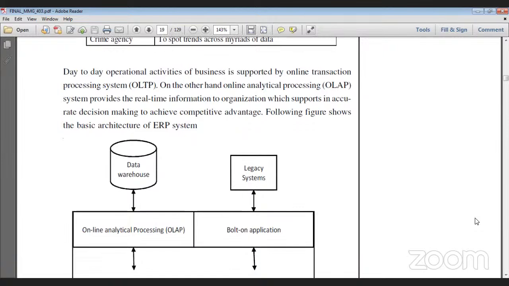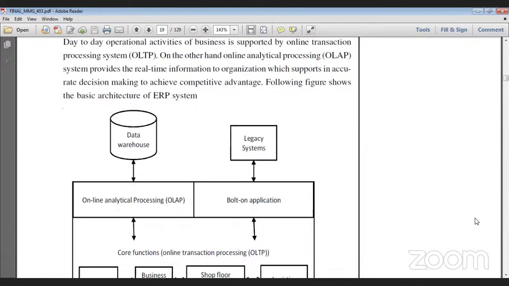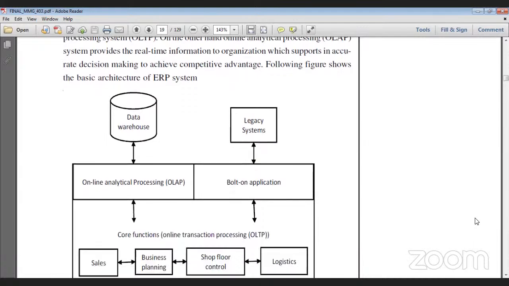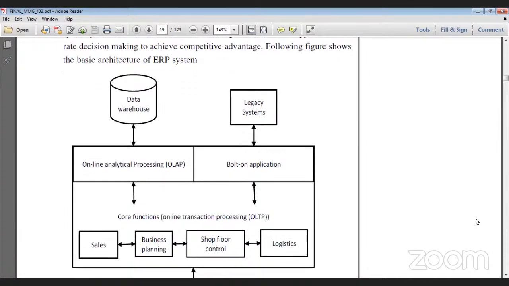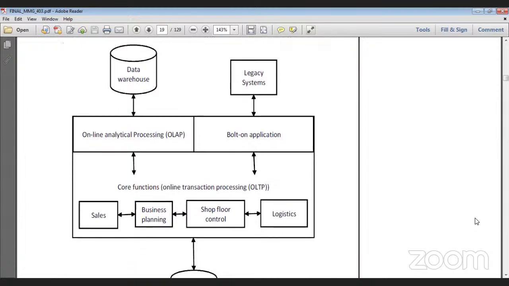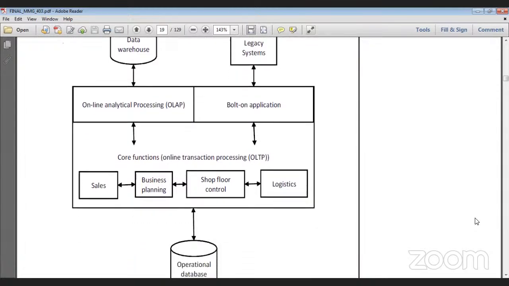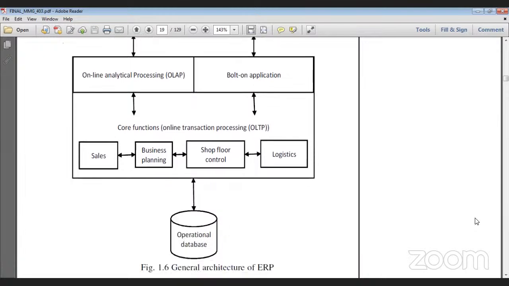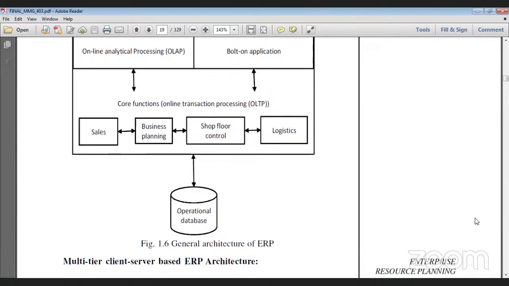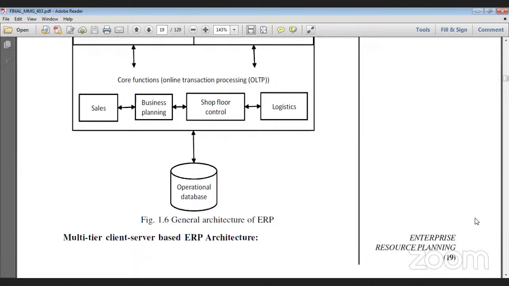In the next square, there is the bolt-on application. Then the core functions, online transaction processing, OLTP. Then there are sales, business planning, shop floor control, and logistics. These are some points. The next point is the operational database. The general architecture of ERP is given here.